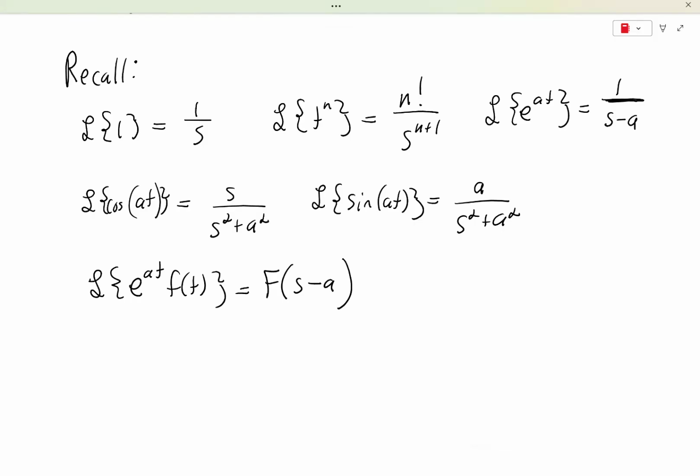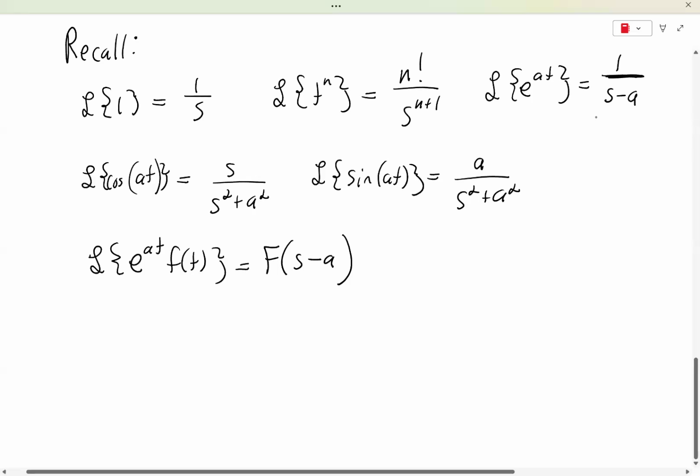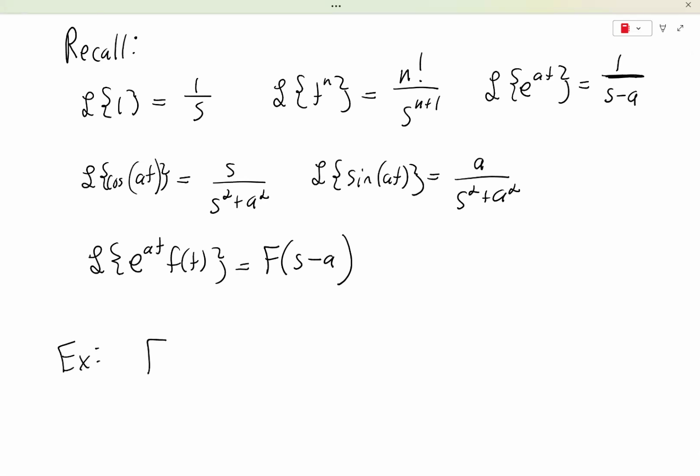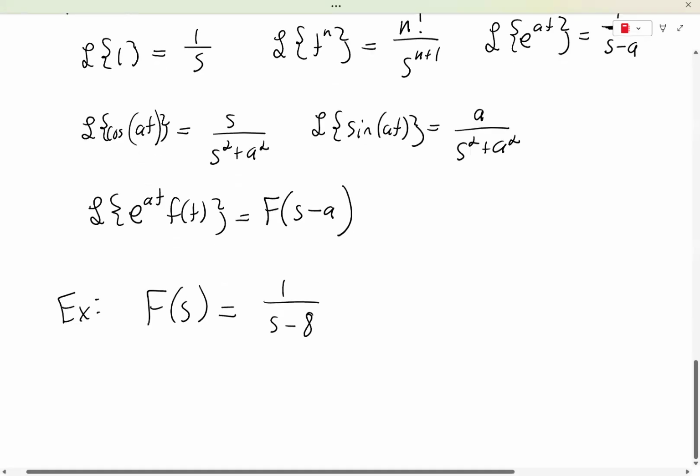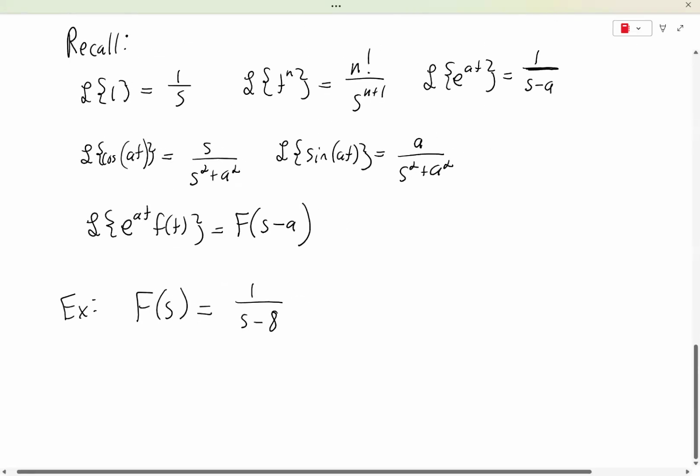Okay, anything there so far? Now, basically tonight we're going backwards. I'll start with an example for inverse Laplace transforms. Let's say we have capital F of s is equal to 1 over s minus, say, 8. So let's say this is the Laplace transform, and we want to find the inverse Laplace.